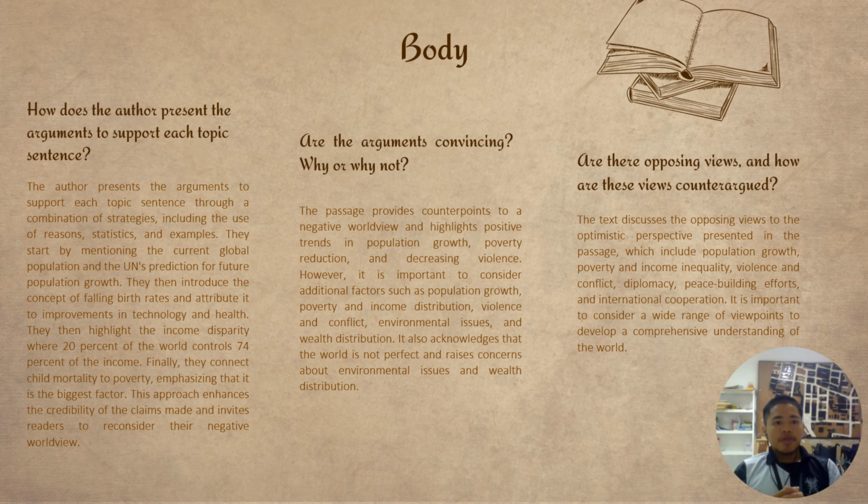How does the author present the argument to support each topic sentence? The author presents the argument to support each topic sentence through a combination of strategies, including the use of reasons, statistics, and examples. They start by mentioning the current global population and the UN prediction for the future population growth. They then introduce the concept of falling birth rates and attribute it to improvements in technology and health. They then highlight the income disparity where 20% of the world contributes 74% of the income. Finally, they connect child mortality to poverty, emphasizing that it is the bigger factor. This approach enhances the credibility of the claims made and invites readers to reconsider their negative worldview.